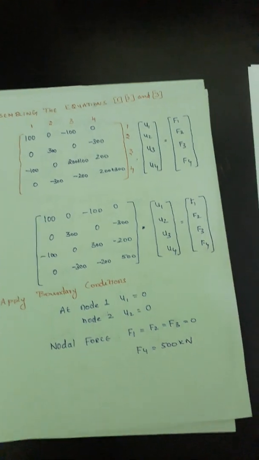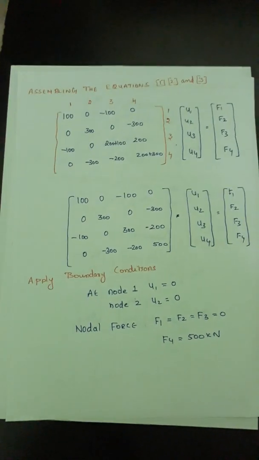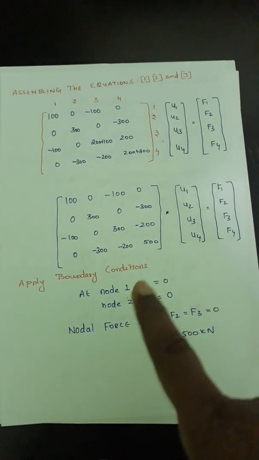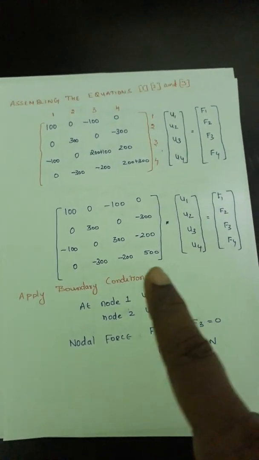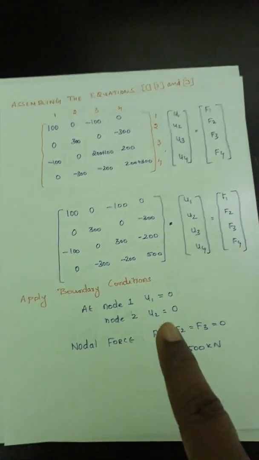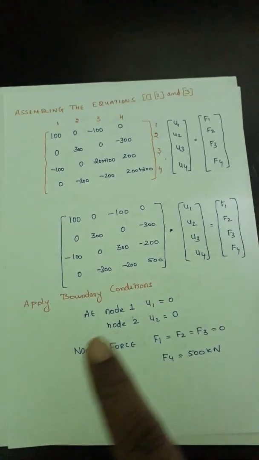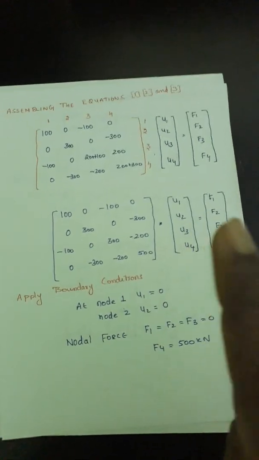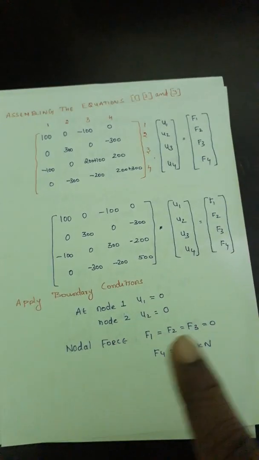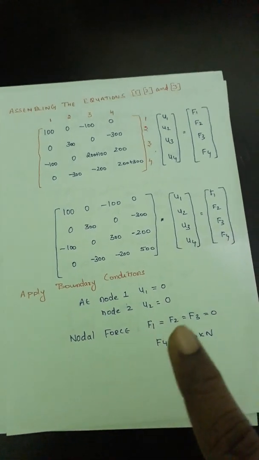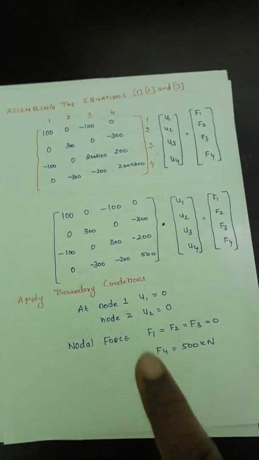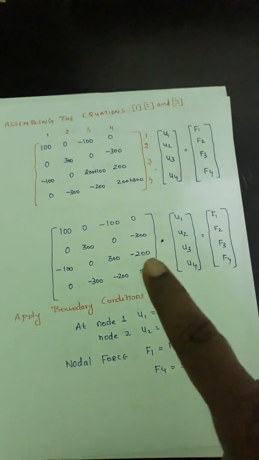Here the springs are both attached, both fixed at the extreme ends. So at the two extreme ends, node 1 will be U1 equal to 0, and U2 equal to 0, since node 1 is fixed and node 2 is fixed. So both will be 0. The nodal forces: since the self weight is neglected in this problem, all the forces become 0. F1, F2, F3, everything becomes 0 except F4, because it is the applied force that is given in the problem, so 500 Newton.